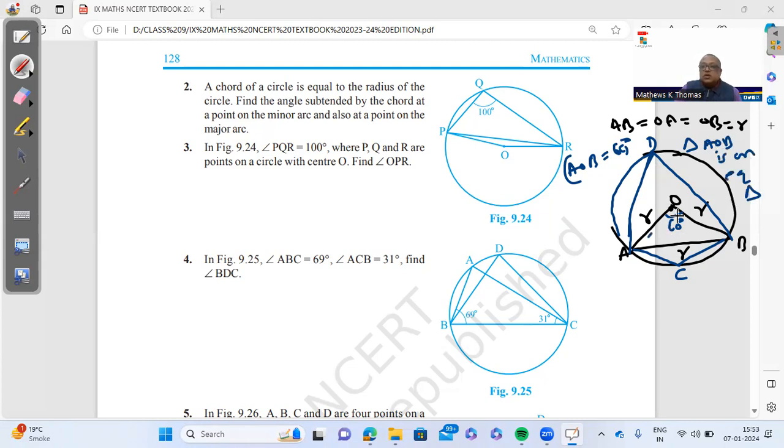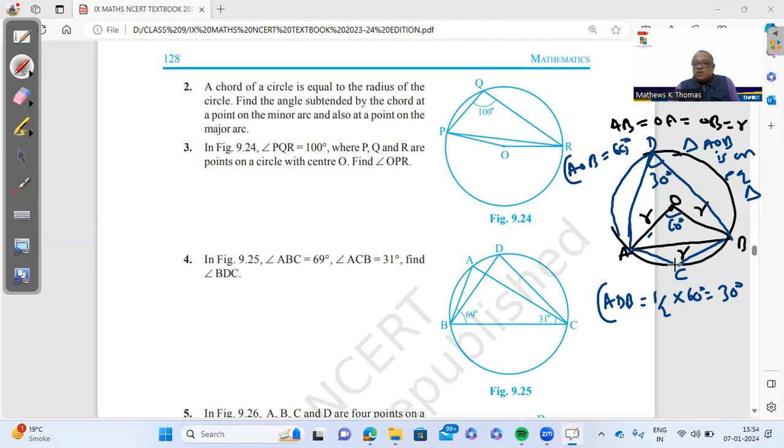So this is 60. Now we just did the theorem that the angle at the center is double the angle on the remaining part. So if this is 60, angle ADB will be half of 60. So this angle will be 30 degrees. Angle at the center is double the angle on the remaining part, 60, 30.